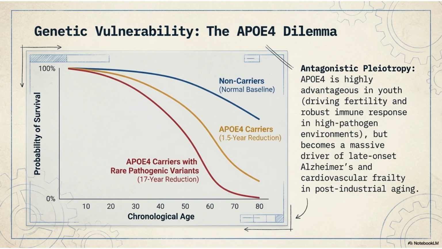Genetic vulnerability. The APOE4 dilemma highlights its antagonistic pleiotropy. APOE4 is highly advantageous in youth, driving fertility and immune response. However, it becomes a massive driver of late-onset Alzheimer's and cardiovascular frailty in post-industrial aging.